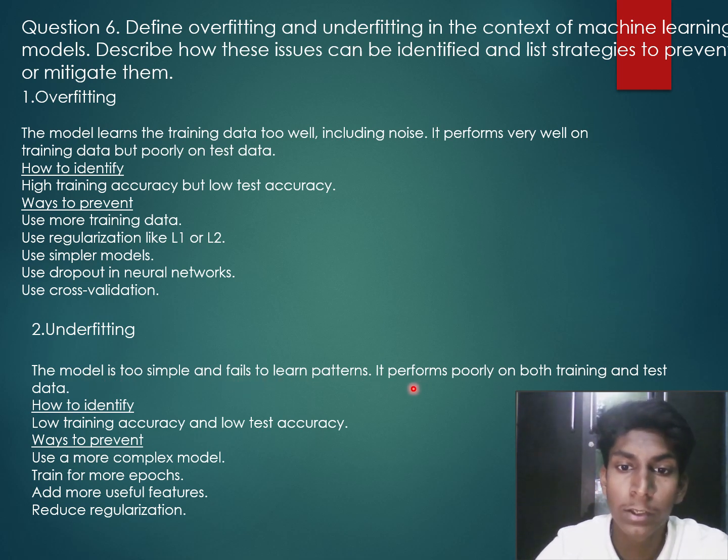It performs poorly on both the training set and the test set. How to identify: low training accuracy and low test accuracy. Ways to prevent: use a more complex model, train for more epochs, add more useful features, reduce regularization.